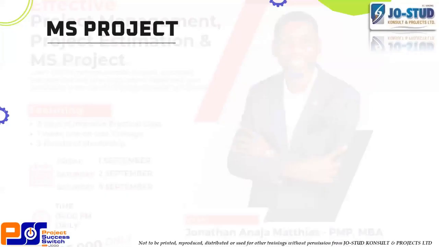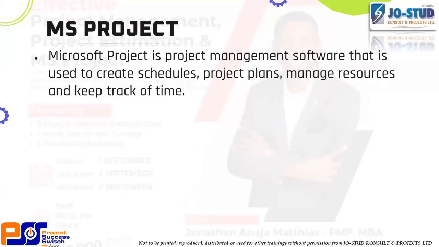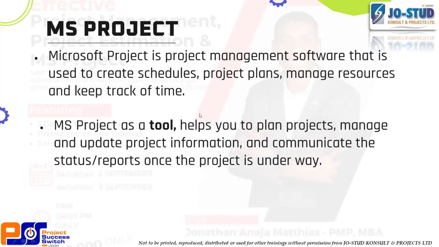So what is MS Project? MS Project is simply a project management software that is used to create schedules, right? Project plans, manage resources, and keep track of time. Now, it does 4 major things for us, actually 5. You create your schedules with it. You plan your project with it, right? You manage your resources. You keep track of time. Then the last thing I didn't put, which I will do a bit today, is we generate reports, especially cash flow reports, right? Then MS Project as a tool helps to plan projects.